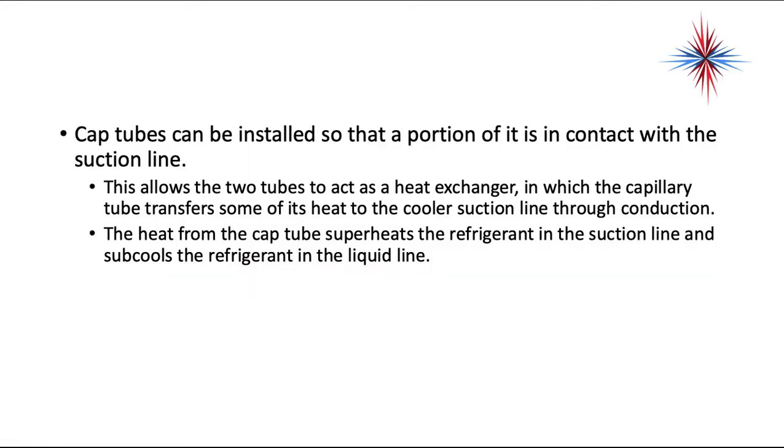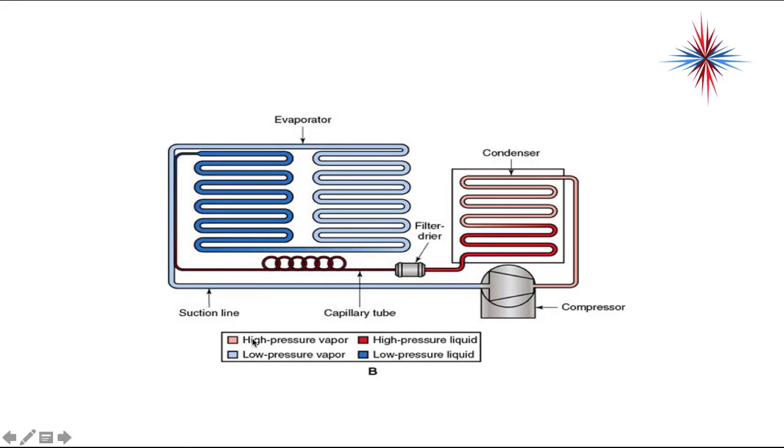Cap tubes can be installed so that a portion of it is in contact with the suction line. This allows the two tubes to act as a heat exchanger in which the cap tube transfers some of its heat to the cooler suction line through conduction. The heat from the cap tube superheats the refrigerant in the suction line and subcools the refrigerant in the liquid line. So again, let's go back here. This area right here might actually be connected. Not where the refrigerant mixes, but just where it's soldered to the outside of the line. And this acts as a heat exchanger.